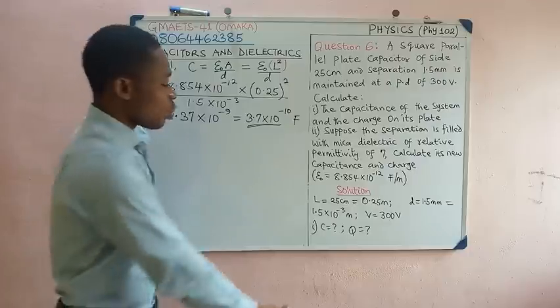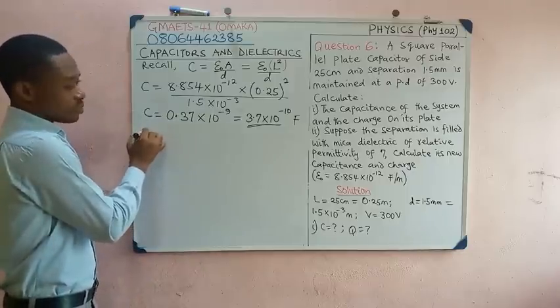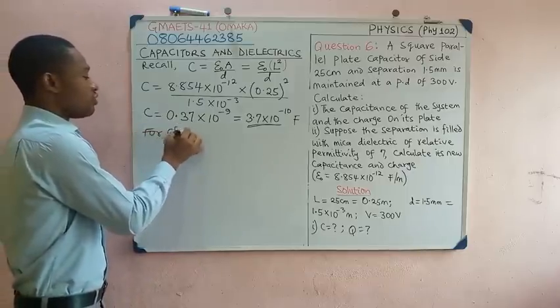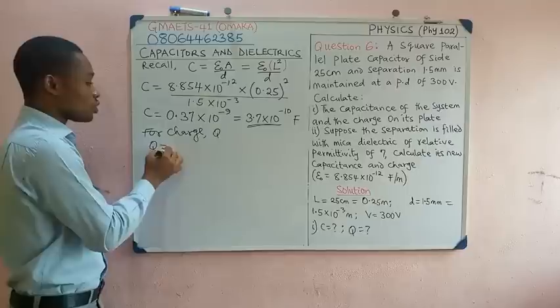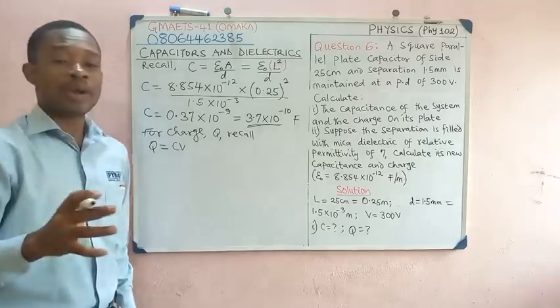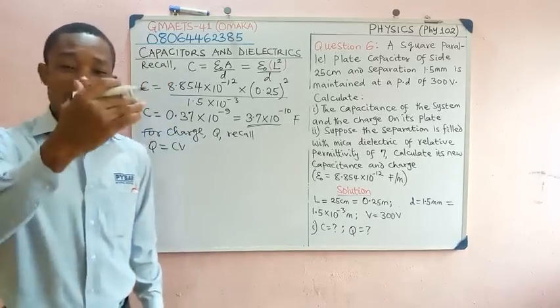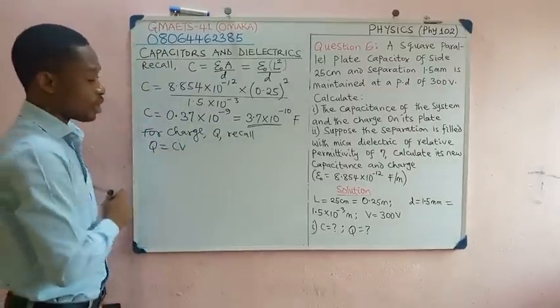We now want to get the what? The charge. Is that okay? We want to get a charge on the plates. So for the charge Q, alright, we're going to recall that Q is equal to CV. You know that capacitance of a capacitor is equal to charge divided by voltage. So if you cross multiply, you get a charge to be equal to capacitance times the voltage.